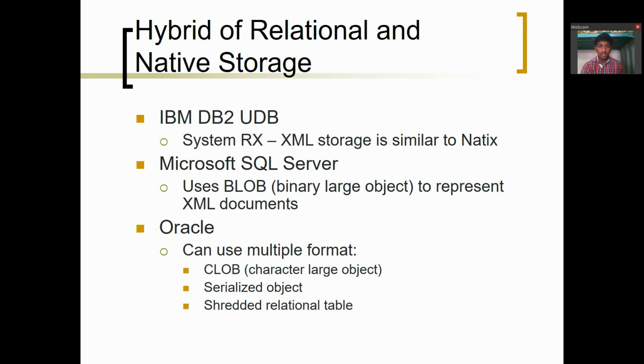Okay, let's go through some of the companies that are using these. IBM DB2 UDB uses Native XML storage, similar to NetX, the second one. Microsoft SQL Server uses BLOB, binary large object data, to represent XML documents. Oracle uses CLOB, character large object data. So each one uses a different storage type.